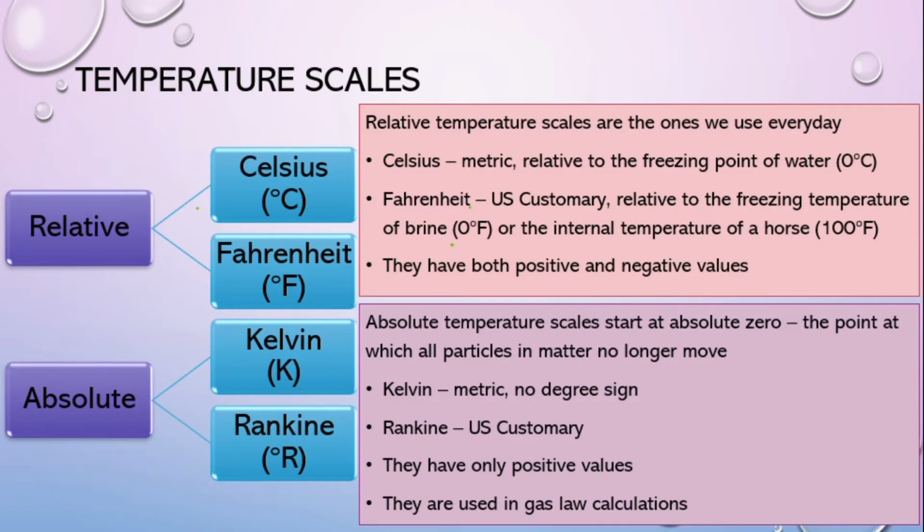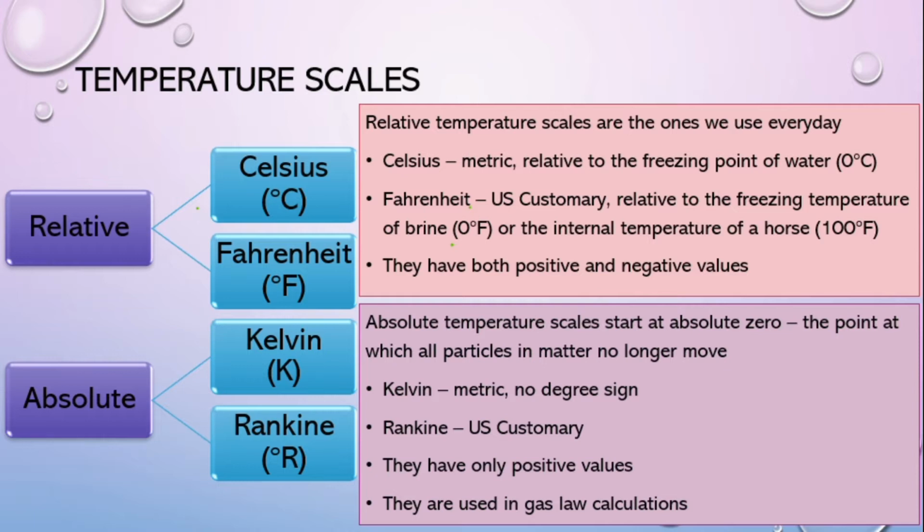When temperature scales were first developed, they were originally developed relative to a known. So when we started making Celsius, the metric relative temperature scale, they set 0 as the freezing point of water, and we had everything else relative to that. So you can have temperatures above 0, which are going to be positive, and temperatures below 0 that are going to be negative. Fahrenheit, same thing. The imperial or US customary relative measure of temperatures, they had a brine that was 0 degrees Fahrenheit. I've heard a rumor about the temperature of a horse, but I don't think it's true.